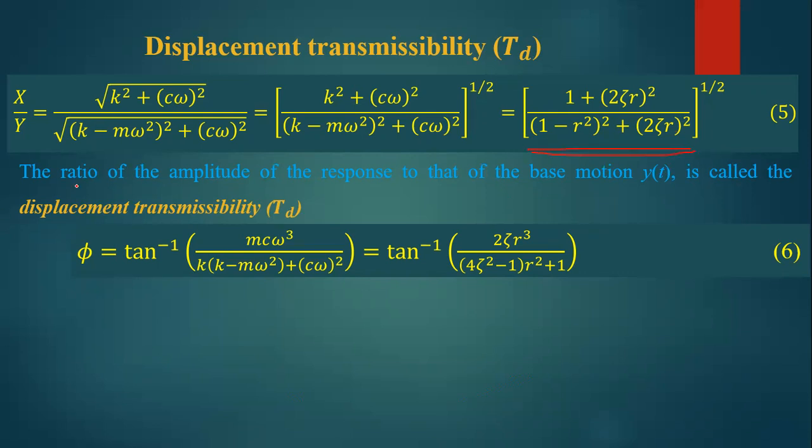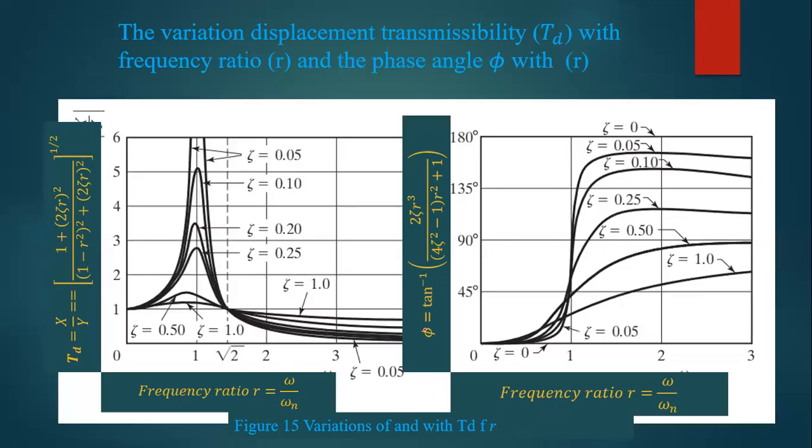Okay, so this is the ratio of the amplitude of the response to that of the base motion y of t, called the displacement transmissibility. So phi is equal to tan inverse of this. We can represent this with the help of appropriate parameters like this. So we can evaluate the relation between displacement transmissibility versus frequency ratio in relation to the damping ratios or damping factor.